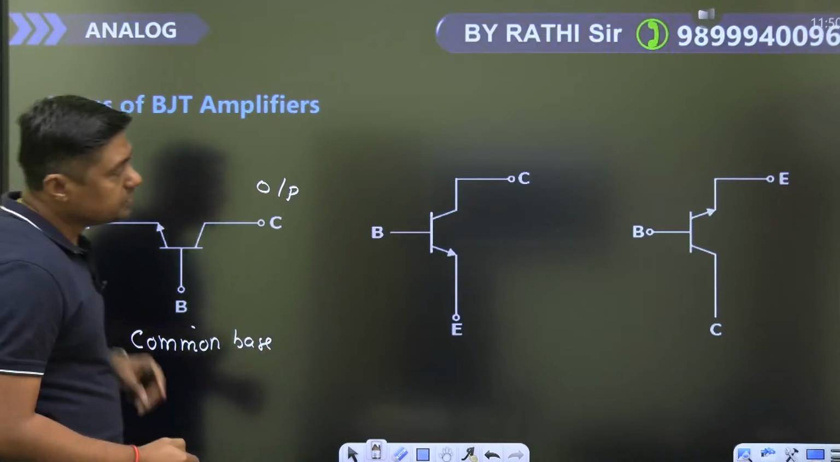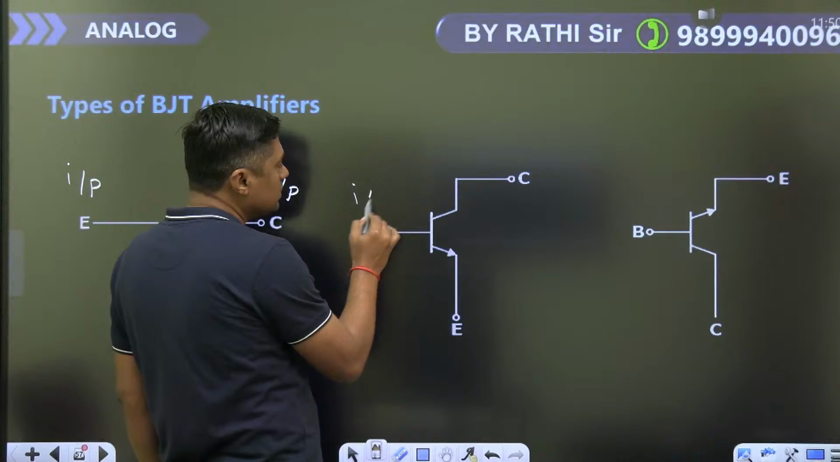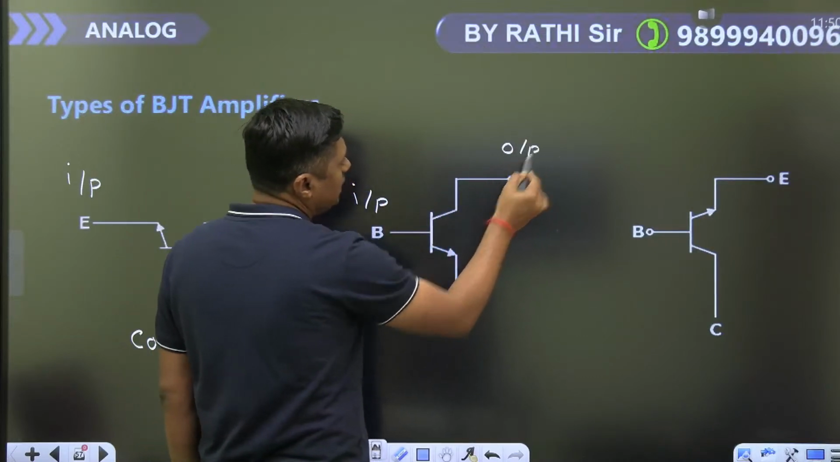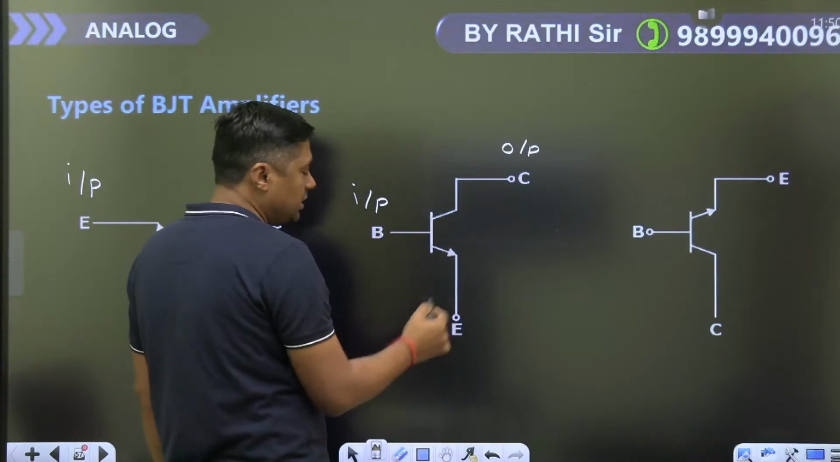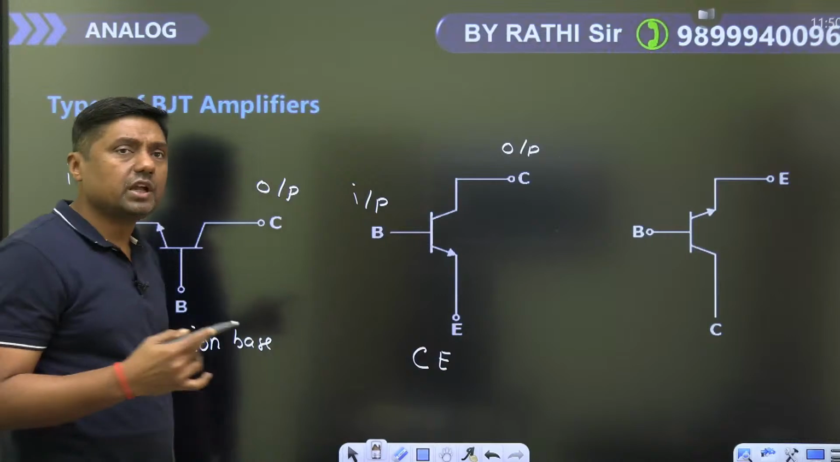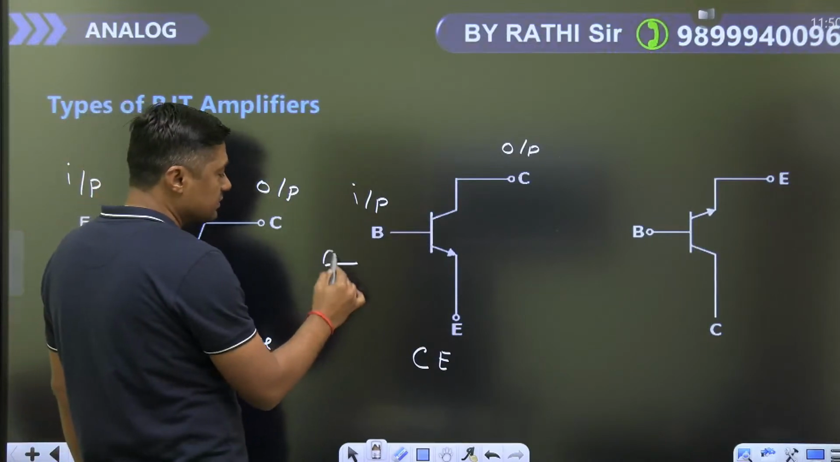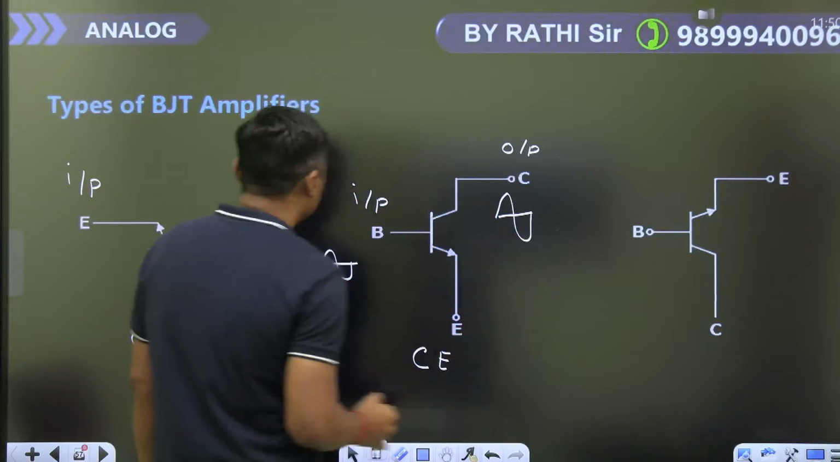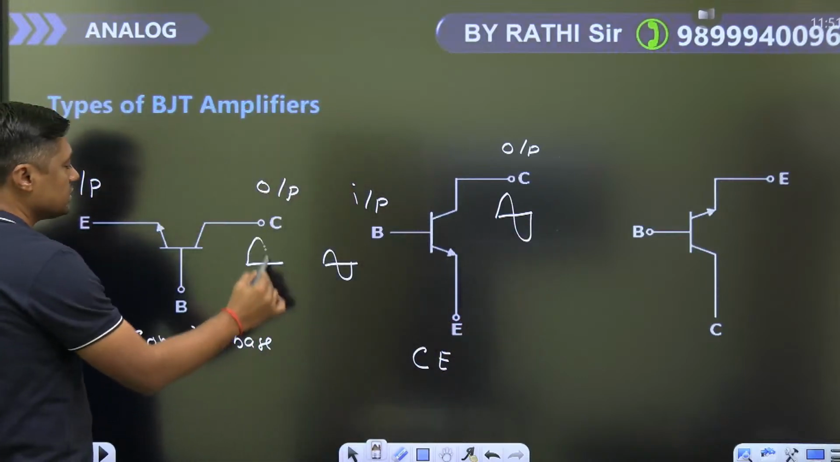Then input is given to base, output is taken from collector. Which terminal is common to input and output? Emitter. This is called common emitter configuration. Input means we are giving the sinusoidal signal like this, and we are getting the output from this.